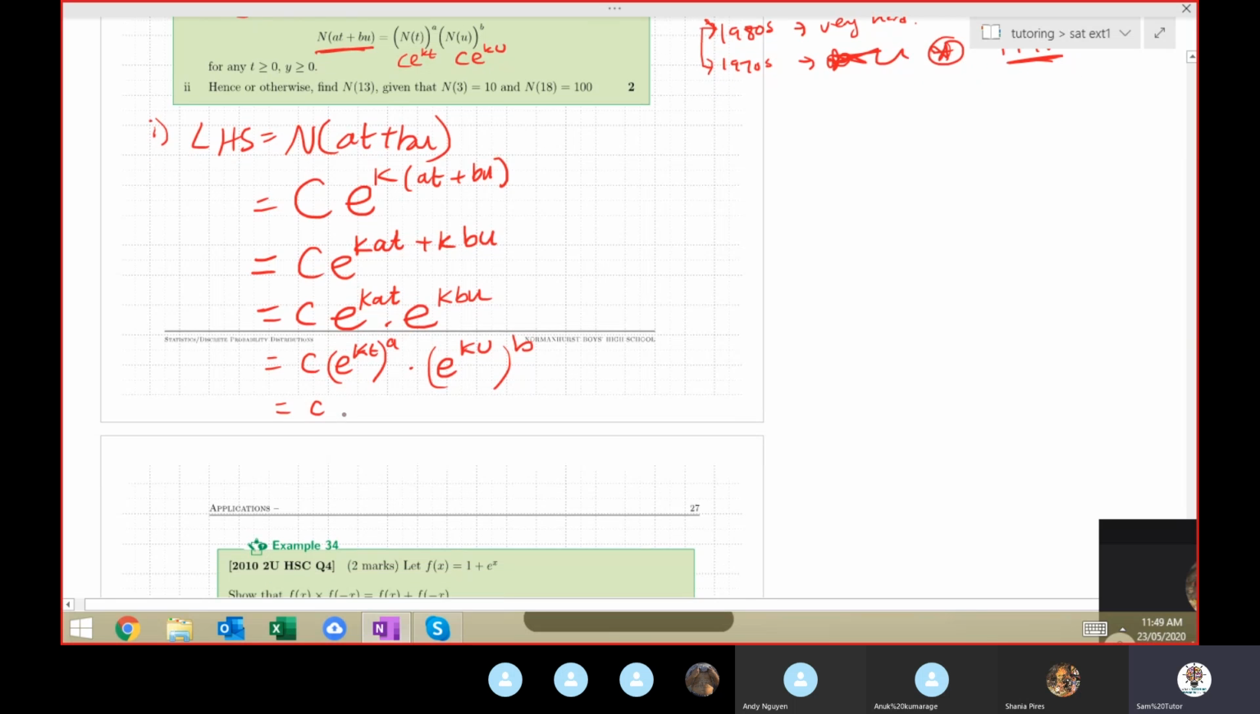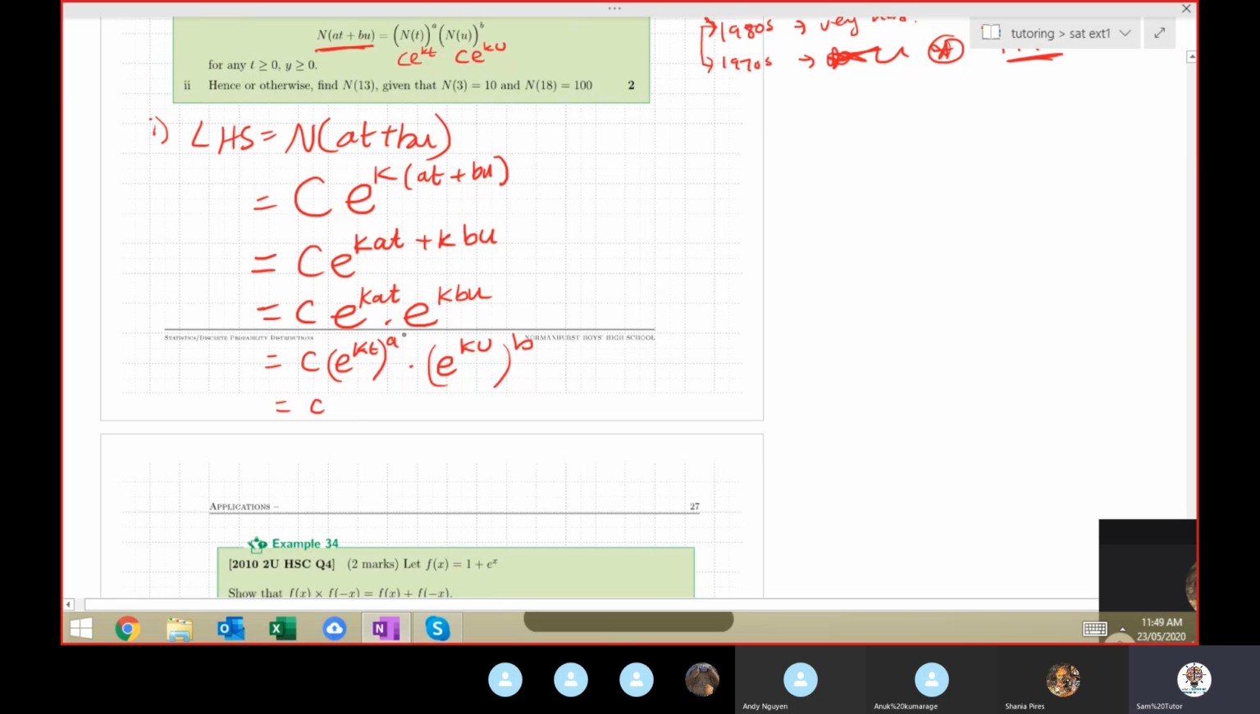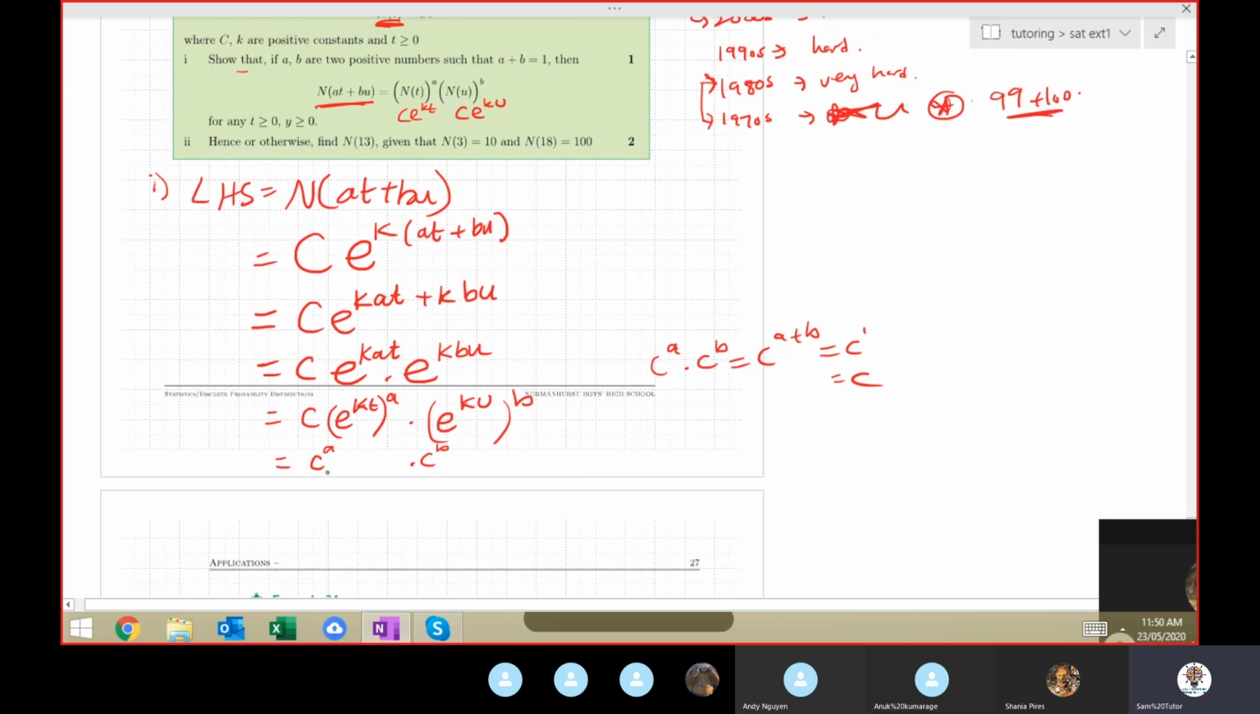Yep. So just have a look at something. If I put C to the power of A, and then here I did C to the power of B, what would that be? C to the power of A times C to the power of B. And then what's A plus B equal to? 1. So C to the power of A times C to the power of B is equal to C to the power of A plus B, which is C to the power of 1, which is the C that I've got here. So I can break up this C as C to the A times C to the B.